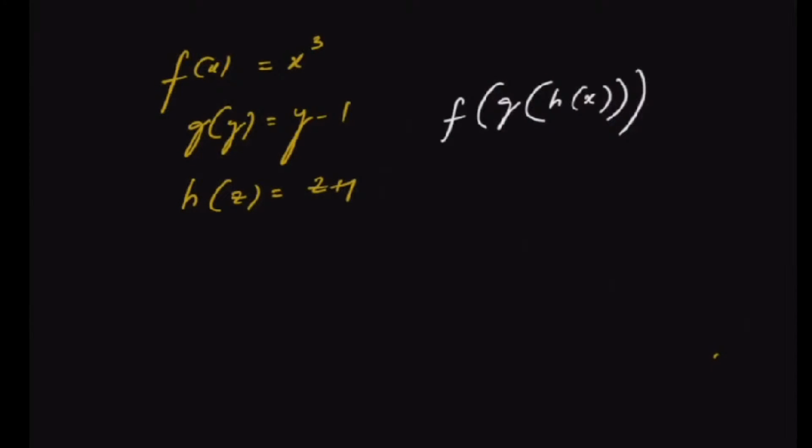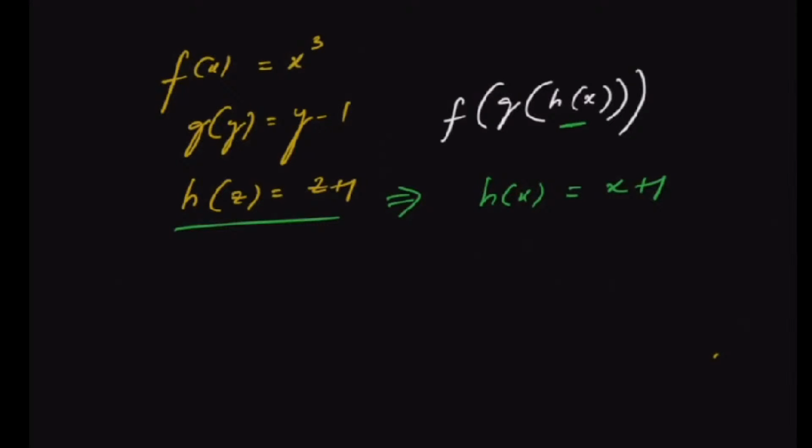So how to start this? Which function lies embedded inside? The function which is the innermost is h of x. Now here h of z is given. h of z is z plus 1, right? So what is h of x? h of x is x plus 1, because if h of z is z plus 1, then h of x is x plus 1. z is replaced by x.